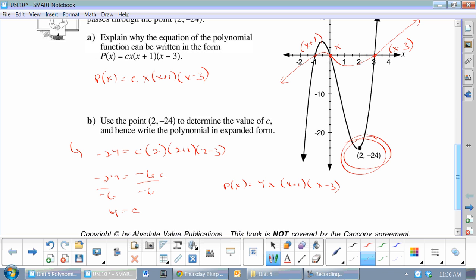Okay, now this wanted it in expanded form, so that's just a little algebra. I would do the FOIL first. So P of x equals 4x times x squared plus 1x minus 3x is negative 2x and minus 3. Now I'm going to multiply the 4x in, and I will get 4x cubed minus 8x squared minus 12x. Does that make sense?